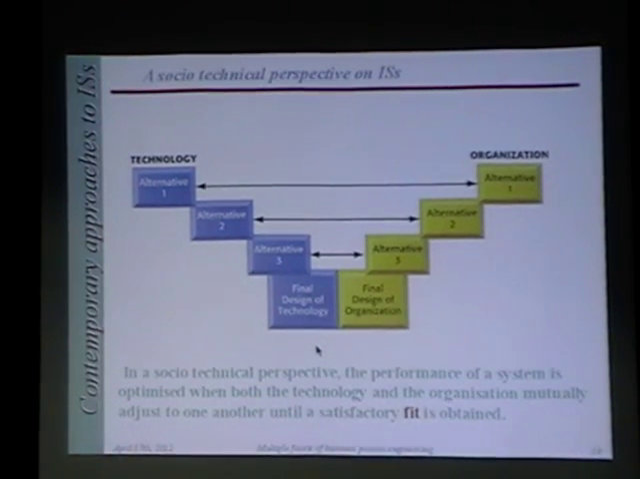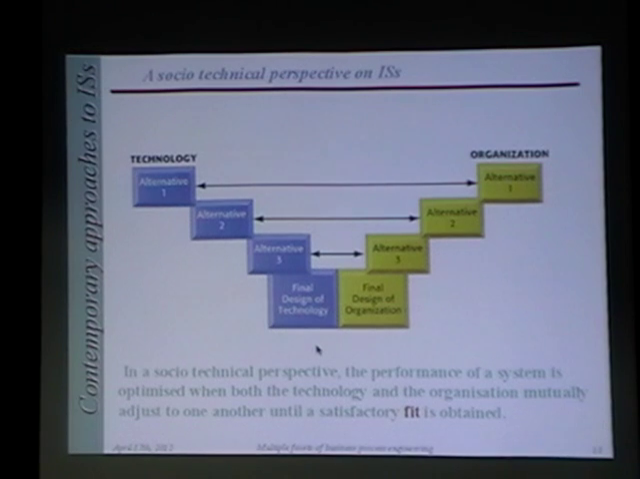In all these enterprise frameworks, we can find a socio-technical perspective on information systems engineering. In this perspective, the performance of a system is optimized when both the technology and the organization mutually adjust to one another until a satisfactory fit is obtained. So this means that in the beginning we can start with a technological alternative and a business alternative. People are not used to talking together. There may be several different points of view.